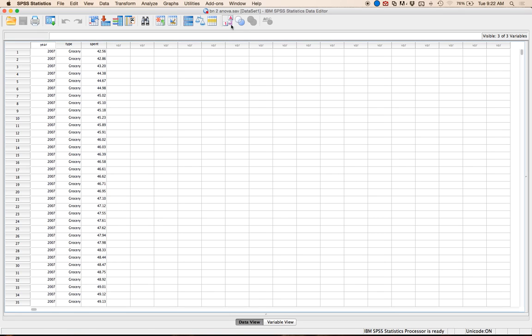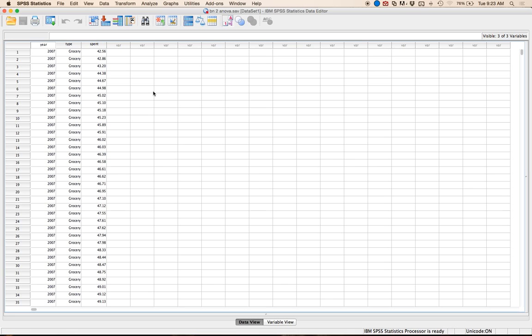So I'm going to use this data set with two different IVs. The first one is year, so it's either 2007 or 2008. And then transaction type: grocery, retail, entertainment, travel, or other. That makes it a 2x5 between subjects ANOVA. I have 2 levels of year and 5 levels of type. The dependent variable is spent, so how much money was spent for each transaction.